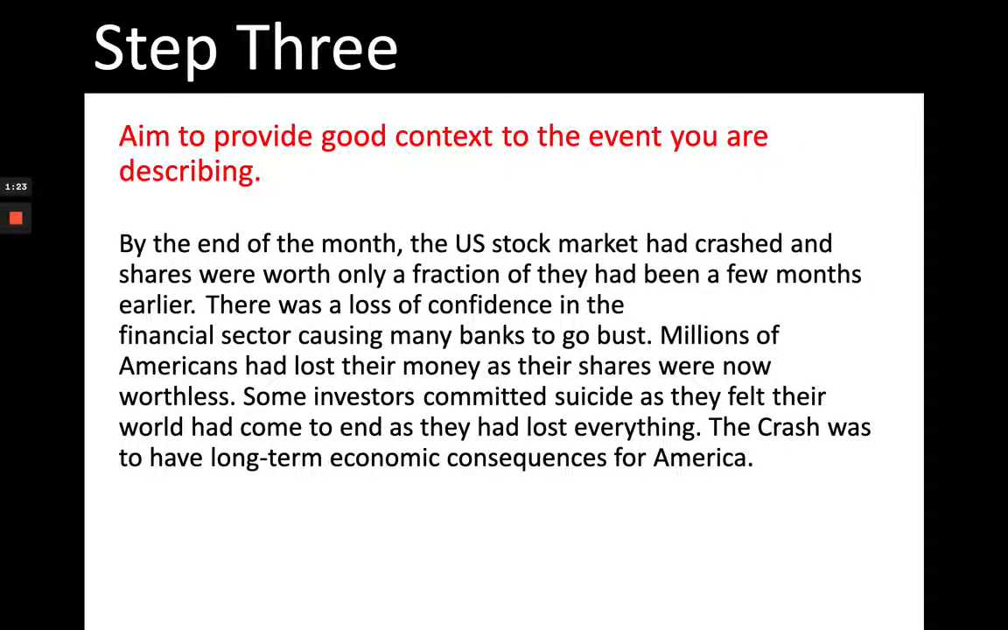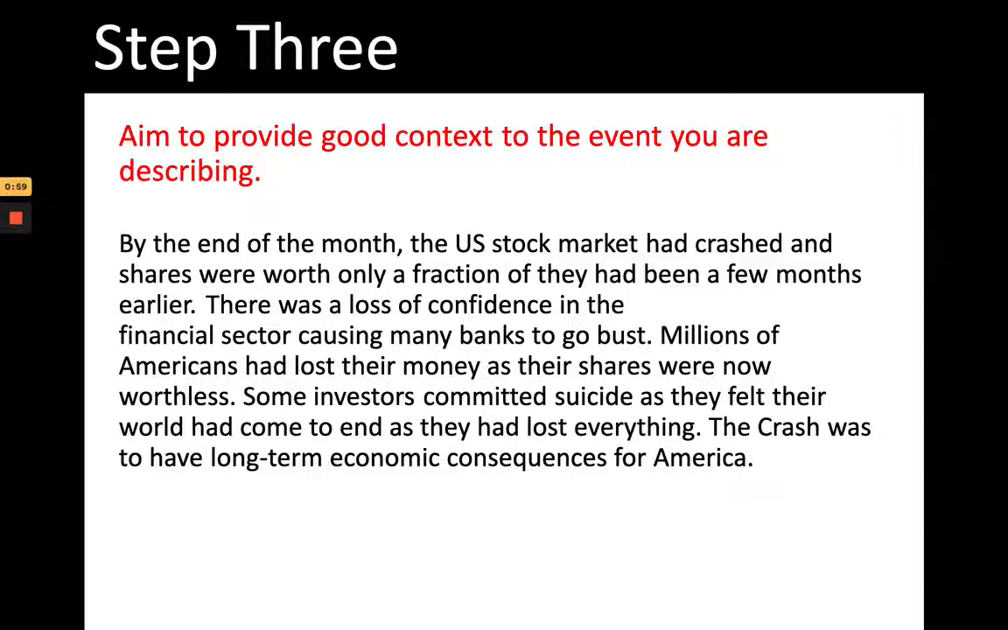Step 3 then, you want to aim to provide good context to the event you're describing, okay? So don't just go in with prohibition was introduced, you want to build a little bit of background to it. And by doing that, you could say why prohibition was needed and why these groups felt that alcohol consumption in America was getting a little bit too much, okay? That's the final step that you're going to do to answer this question.